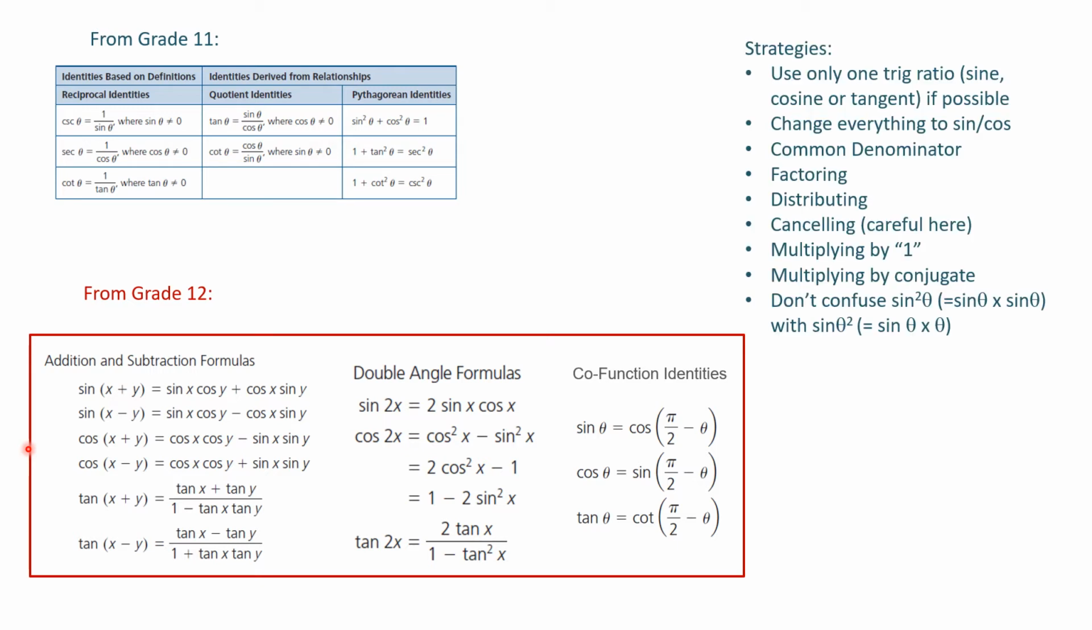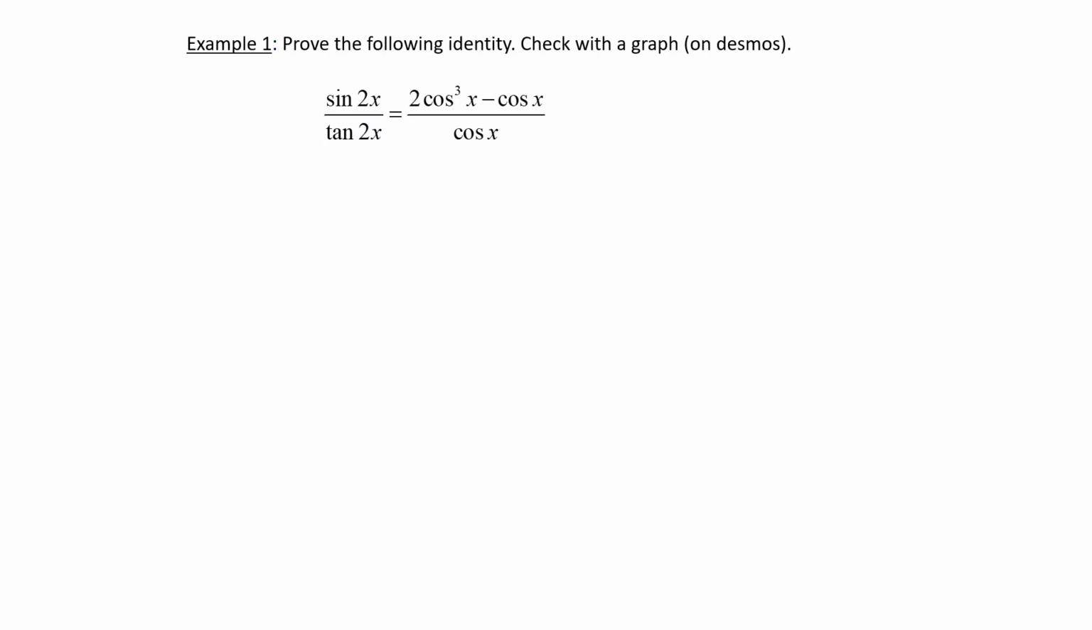We have a bunch of strategies here that we can use to solve identities, and we're going to go over some of these in our lesson today, but you also have a lot of them from grade 11, so use your grade 11 notes. We're going to talk about canceling today and factoring, common denominators. We're going to go through a lot of these, but you do have examples of these from grade 11. All right, let's get started.